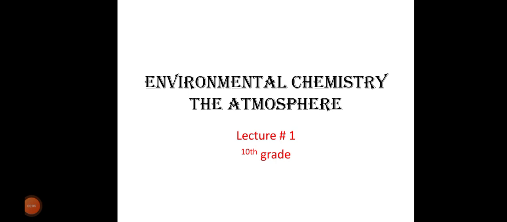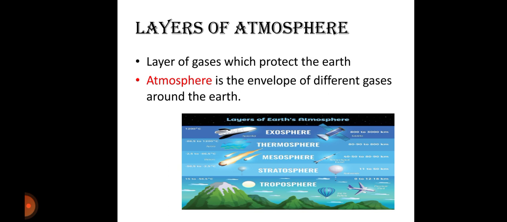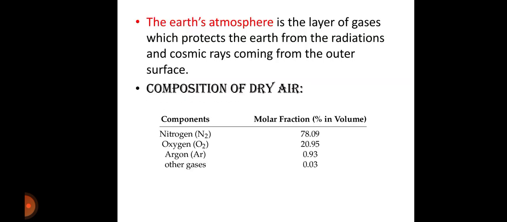Today the chapter is Atmosphere, lecture number 1 for 10th class. I'm going to talk about layers of atmosphere. Layers of gases which protect the earth is called layers of atmosphere. Atmosphere is the envelope of different gases around the earth. Earth's atmosphere is the layer of gases which protects the earth from the radiation and cosmic rays coming from outer surface. This atmosphere acts as a blanket because it keeps the average temperature of the earth nearly constant.